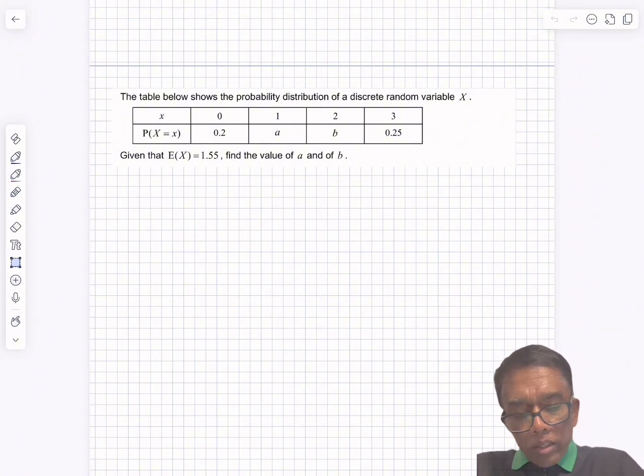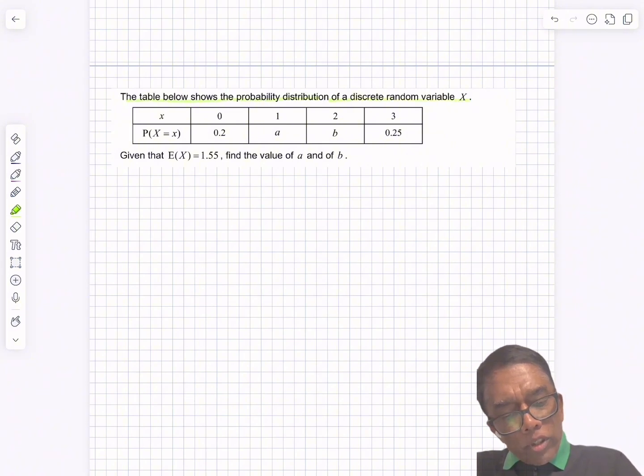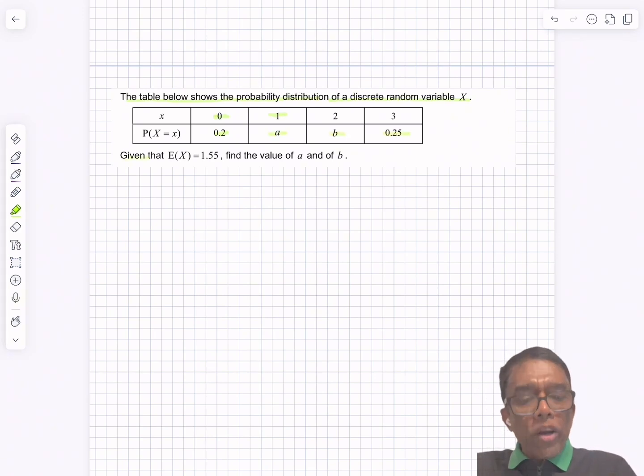The first one, the table below shows the probability distribution of a discrete random variable X. The probability X is equal to 0, 0.2, A, B, and so on. Given that EX is equal to 1.55, find the value of A and B. How do we do that?